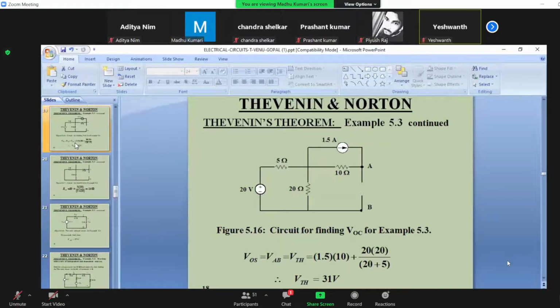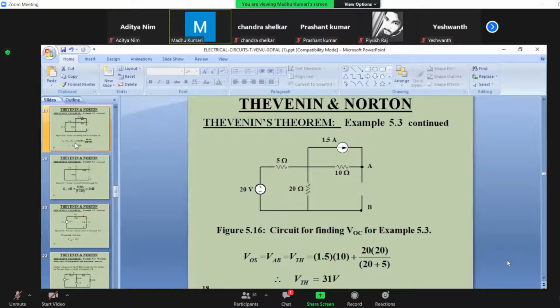Made a mistake. Actually, this current is flowing through 10 ohm. What is the drop at point A and B? So 1.5 into 10 plus the drop across the 20 ohm resistance. What will be the drop? Here you can apply the voltage division rule: 20 into 20 upon 20 plus 5. This is the first method.